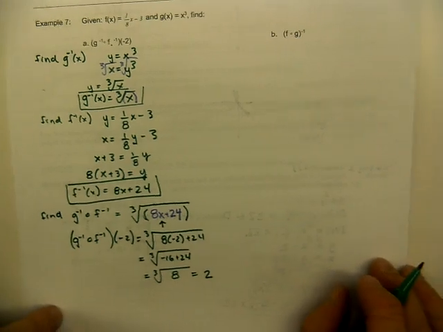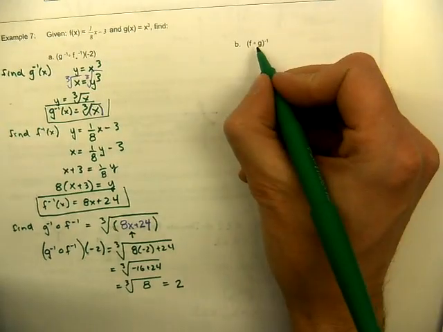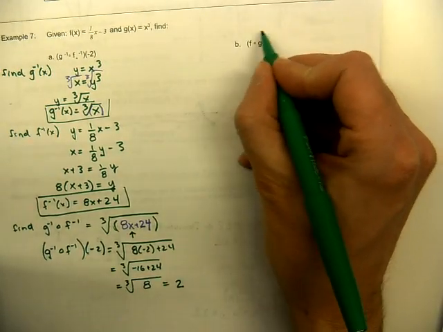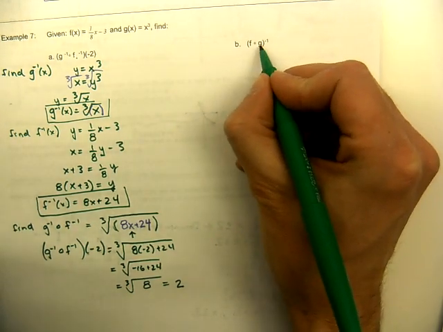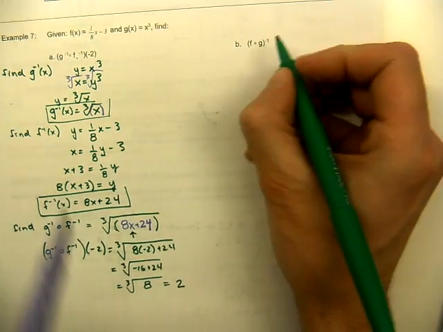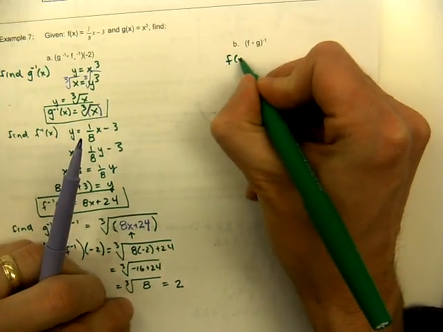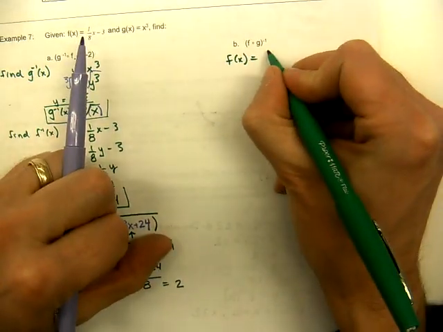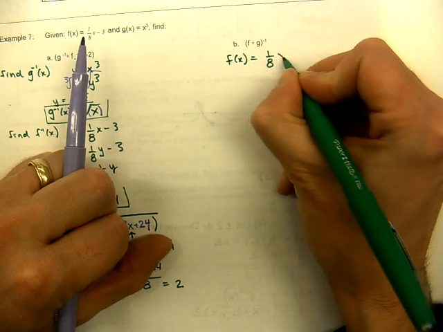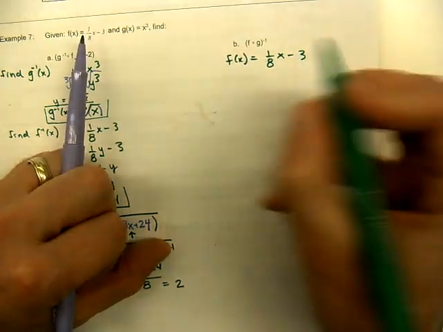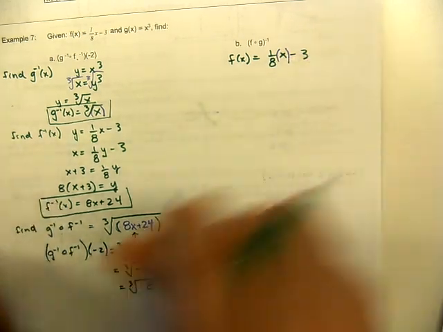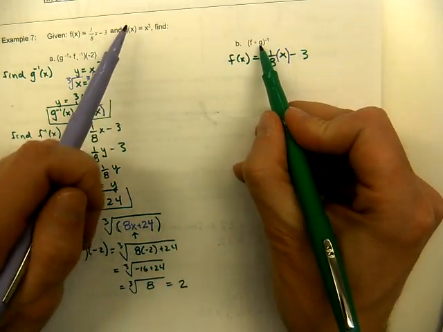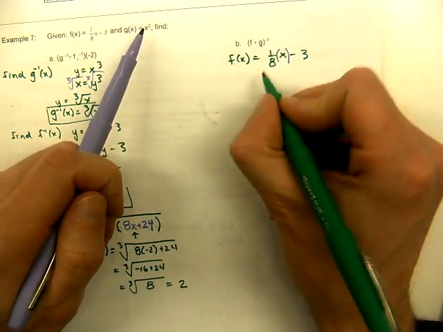So lastly, here's part B. Again, do what's on the inside of the parentheses first. Start off with the function called f and plug into it the function called g. All right, so the function called f is the 1/8 x minus 3. We're going to plug into that right here. This is where the input goes. We're going to plug into that the function called g of x. We'll plug in the x cubed.